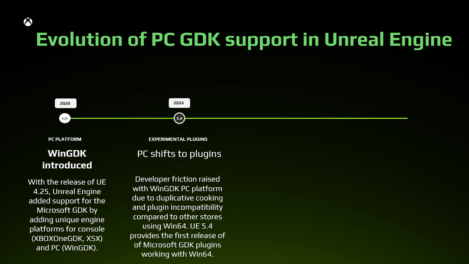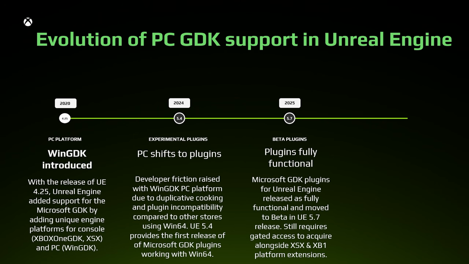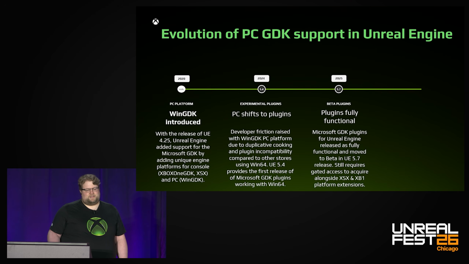In 2024, a new set of experimental plugins were released supporting the Win GDK platform and allowing you to build Xbox on PC. These are called the Microsoft GDK plugins for Unreal Engine. The Xbox Platform Developer Organization, in partnership with the Coalition's Xbox Games Technology Group, which just did a talk an hour ago here, started to validate these plugins in internal integrations and share feedback to Epic Games.